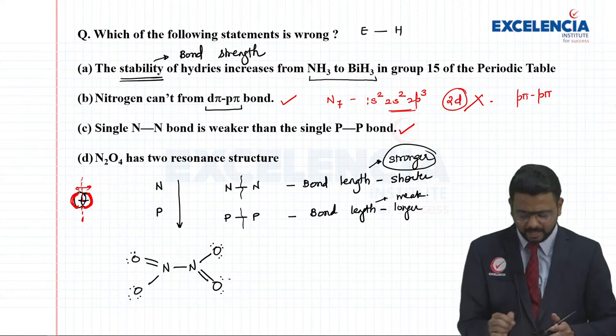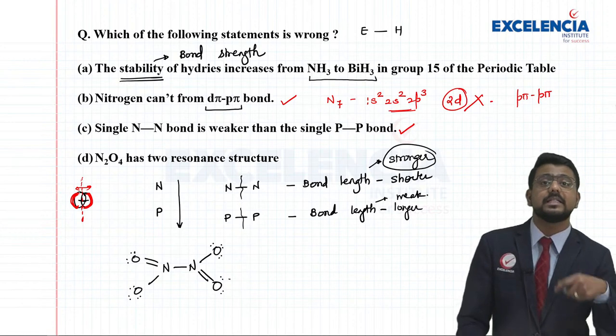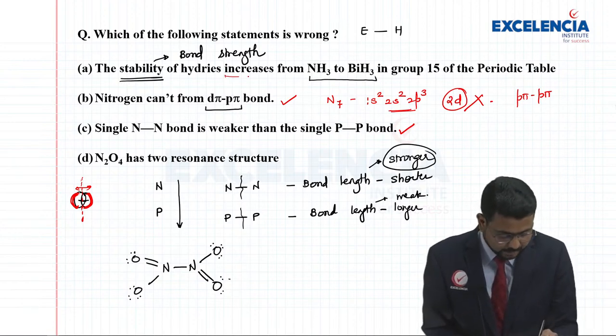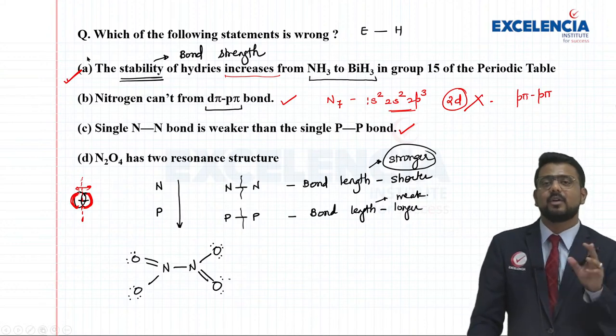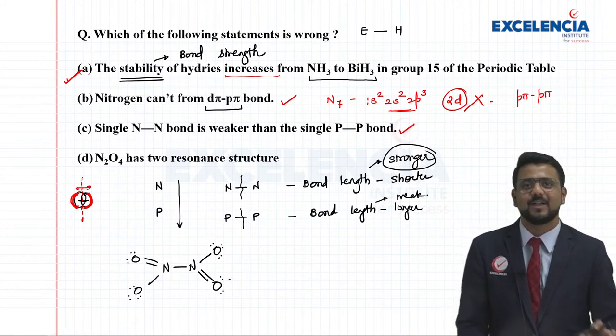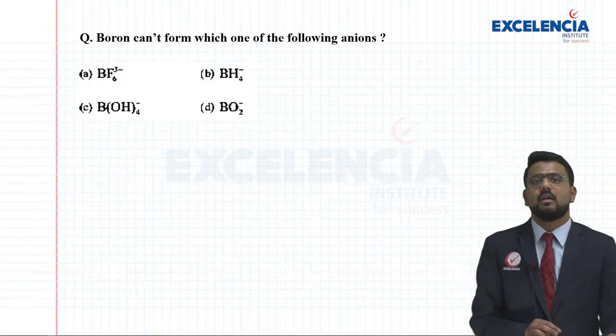And because the bond dissociation energy is decreasing, definitely we can say that the thermal stability should decrease down the group, right? But if you notice here, they have given option A as stability increasing from NH3 to BiH3. So definitely option A is your correct answer, because that is a wrong statement here. I hope you got a clear understanding. Now, moving on with the next question here.